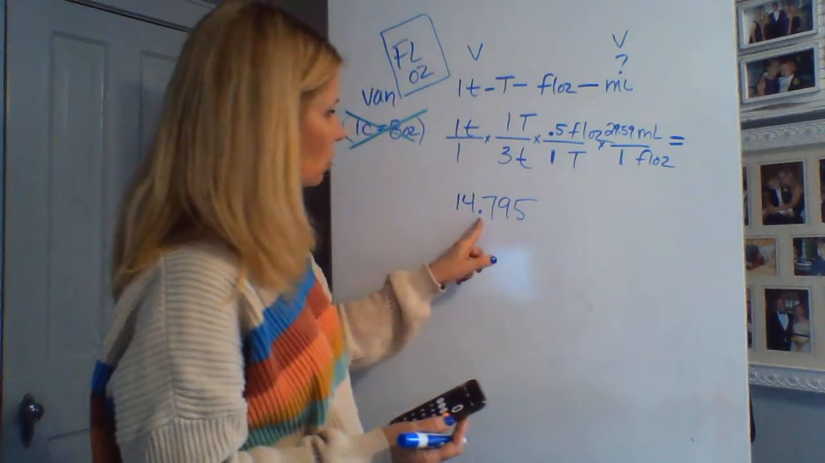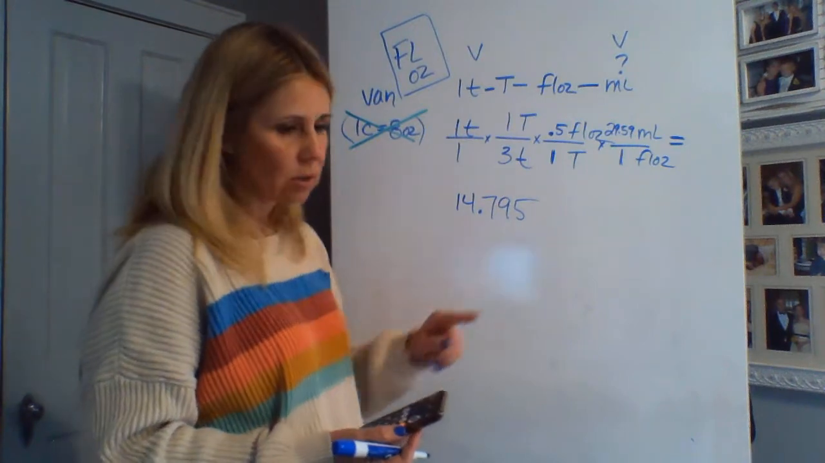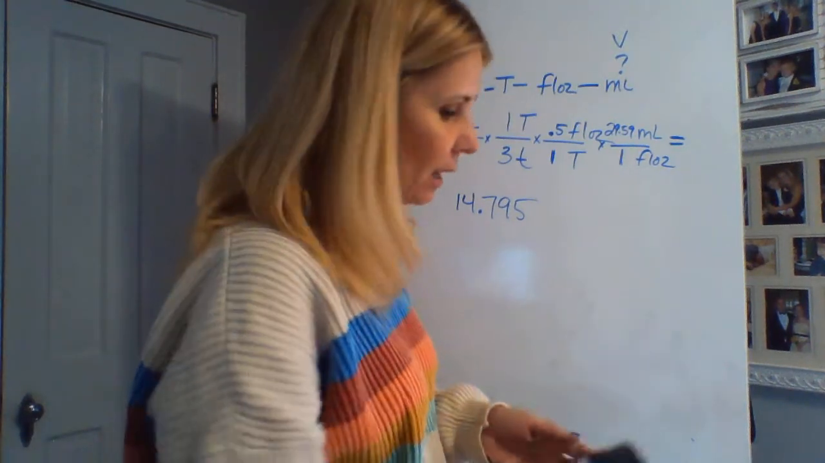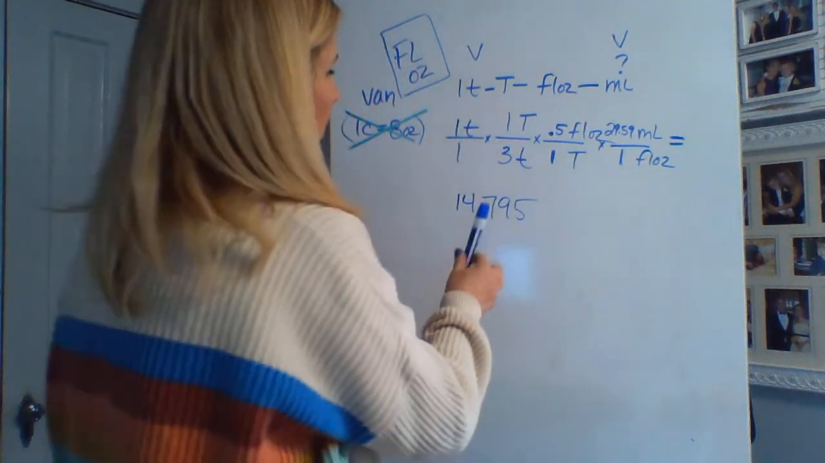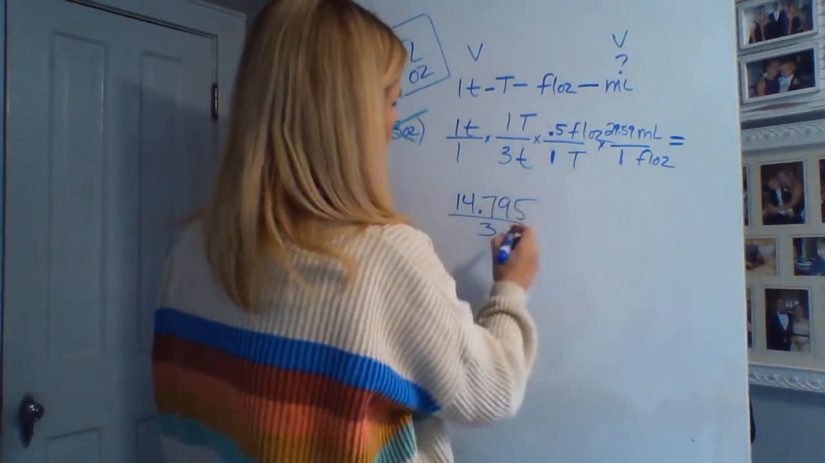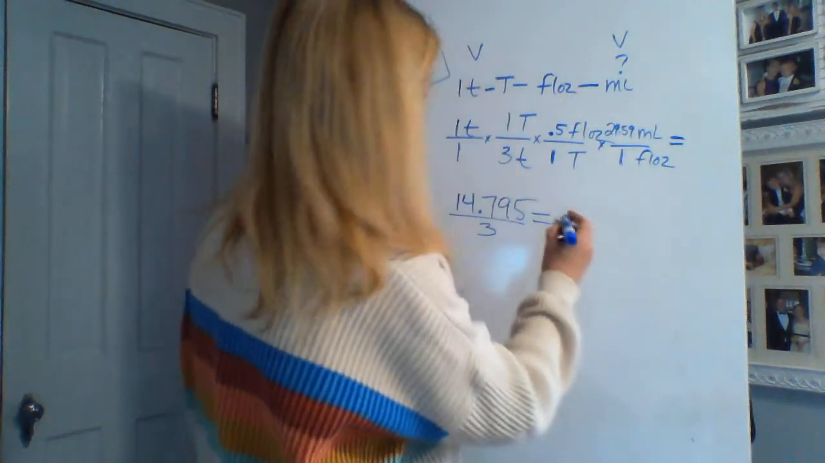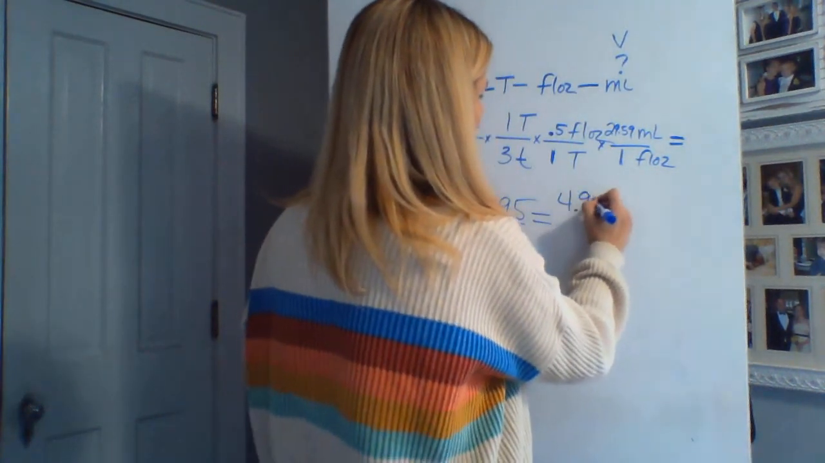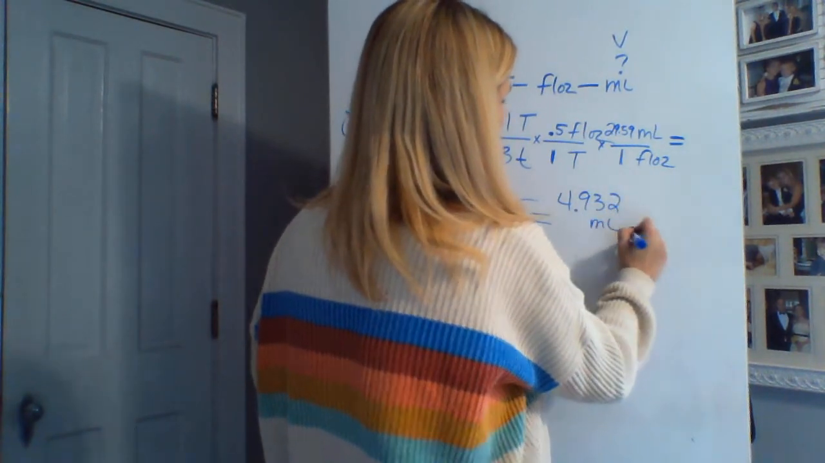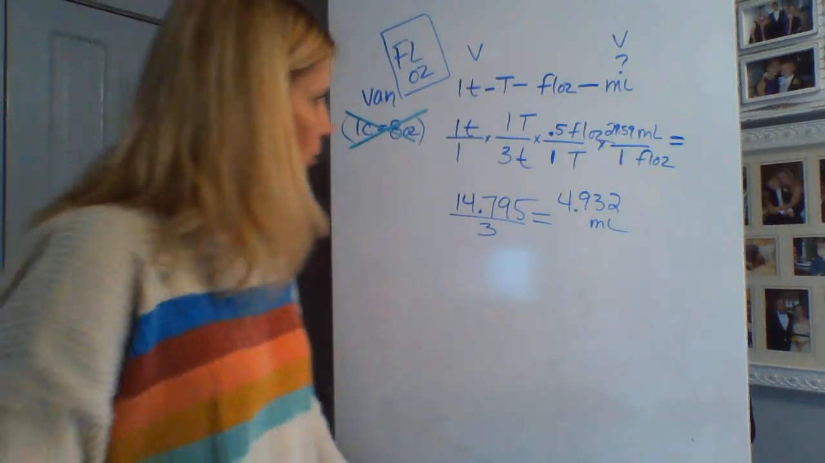So don't go rounding too soon. We would never round to 15. You wouldn't even round to 14.8. Take it out to the 3 decimal places that it gave you, and then we're going to multiply by the bottom, which is a bit easier. We get 1 times 3 times 1 times 1 gives us 3. So now when we simplify that, we should get an answer for vanilla of 4.932 milliliters. 4.932 milliliters of vanilla is the equivalency of 1 teaspoon of vanilla.